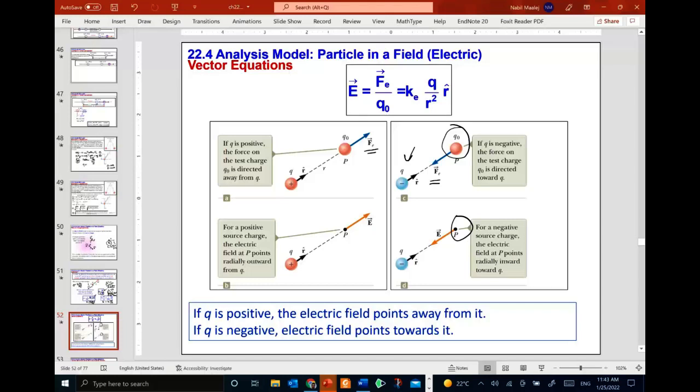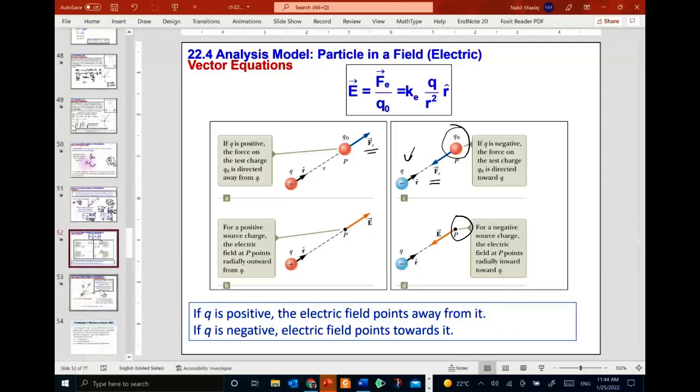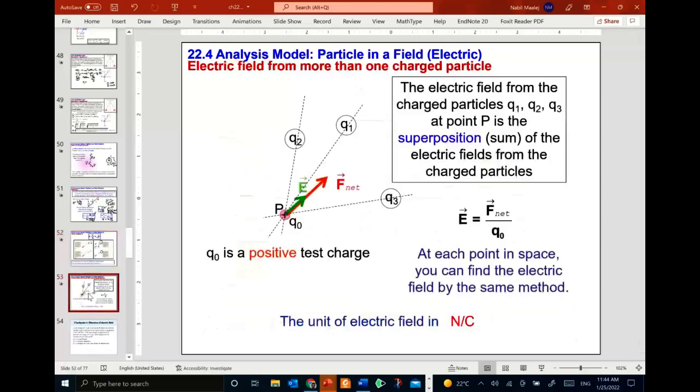You have to memorize this. So the source charge is positive. It doesn't matter what the test charge is. The electric field always points away from the positive charge. And if the charge is negative, the electric field always points towards the negative charge. That's how we recognize it. So this is the general rule, and that's why you have to remember it. All right. So the next principle is the superposition principle.